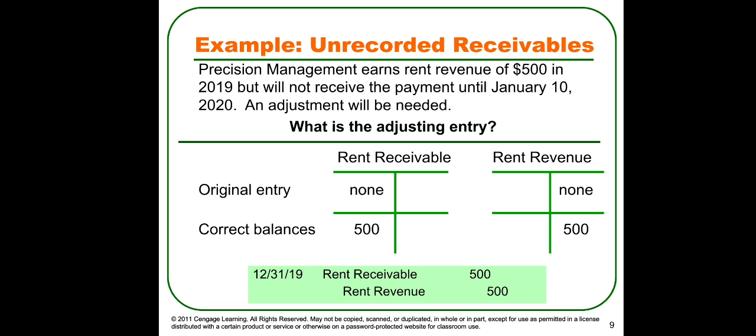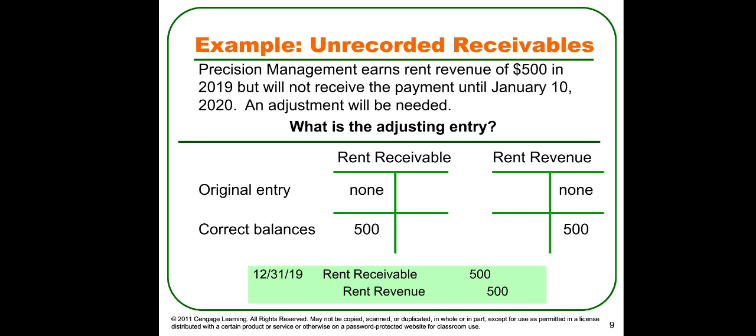When the business closed its account at 31st of December 2019, the business has to record the revenue. Remember how to record the revenue. To record the revenue, you have to credit the revenue account. So at 31st of December 2019, the record is credit rent revenue 500.